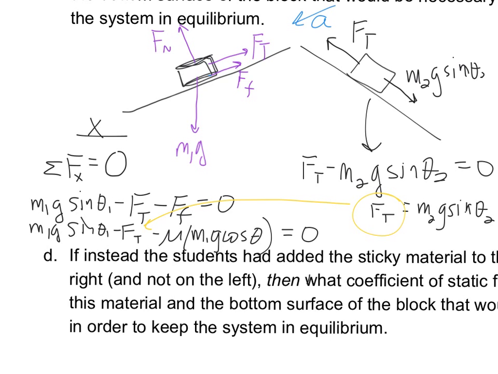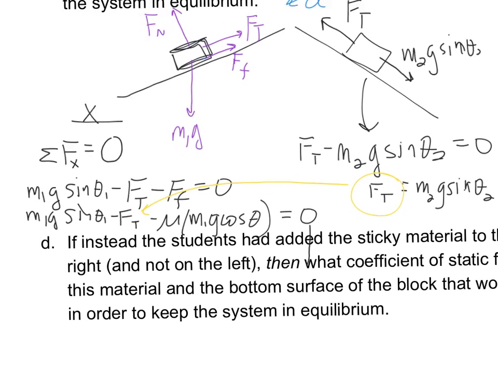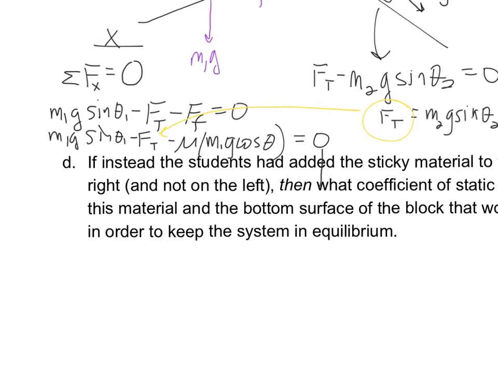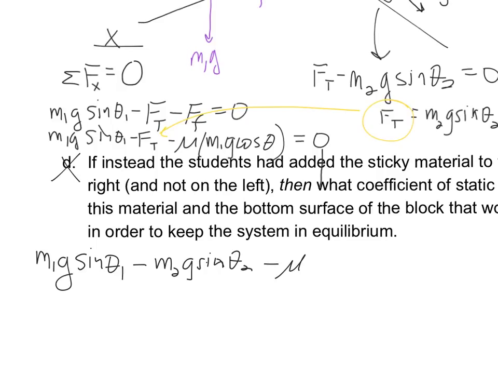And then scrolling down here, I realize I'm not really answering part D yet, but I'm still on part C, so we'll cross that off. But I get the equation m1g sine theta 1 minus this thing over here, m2g sine theta 2, minus mu m1g cos theta must equal 0.